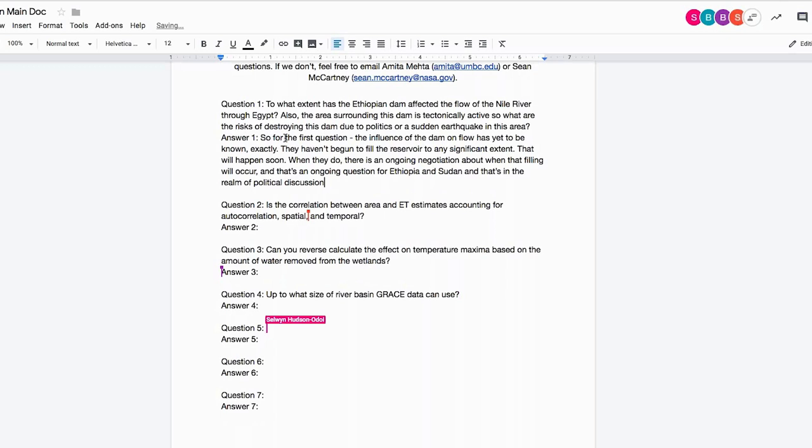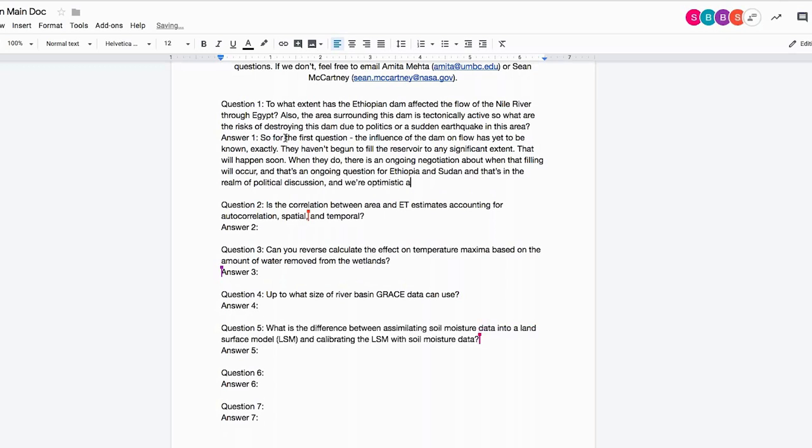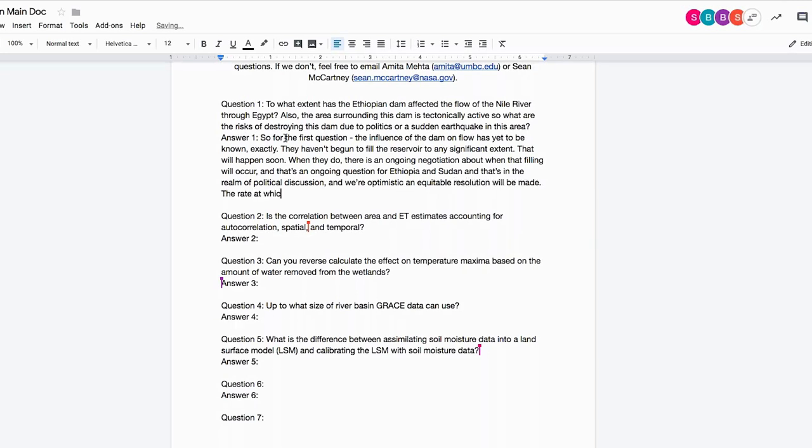The reservoir will ultimately be a volume of about 2 times the annual flow of the Nile River. So as you can imagine, the rate at which that is filled will have an incredible impact on how much water makes it downstream.